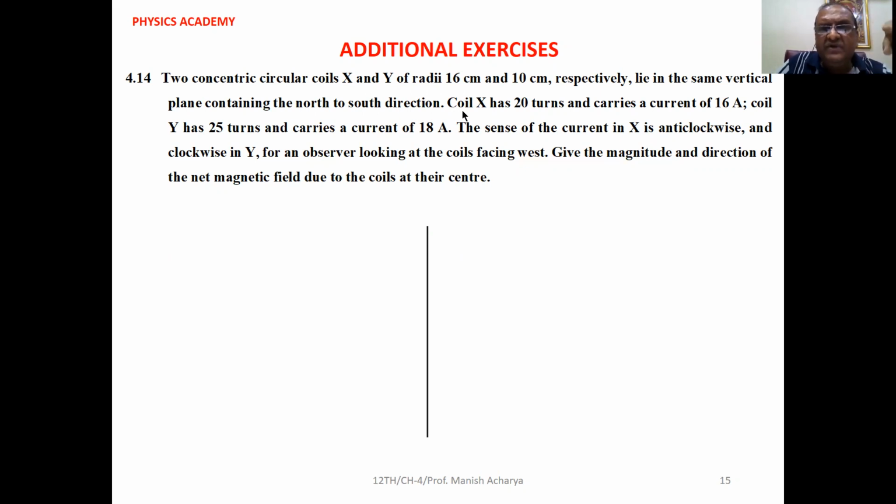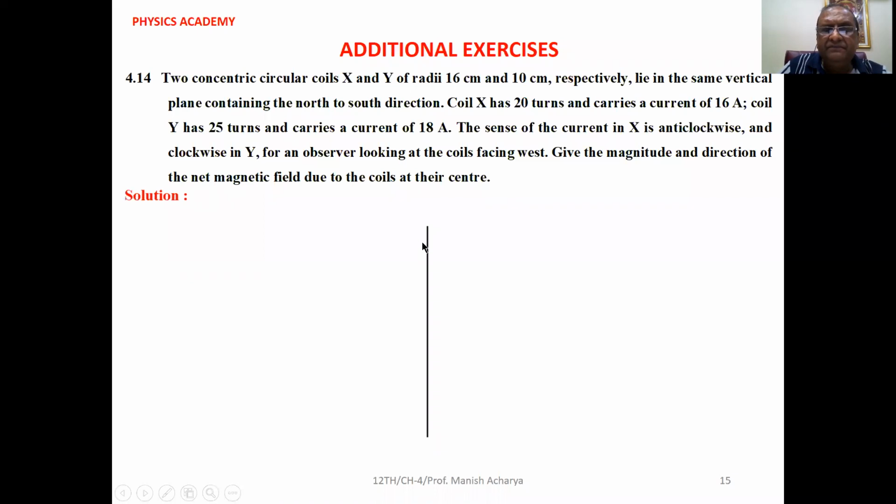Coil X has 20 turns and carries a current of 16 ampere. Coil Y has 25 turns and carries a current of 18 ampere. The sense of the current in X is anticlockwise and clockwise in Y. For an observer looking at the coils facing west, give the magnitude and direction of the net magnetic field due to the coils at their centers.